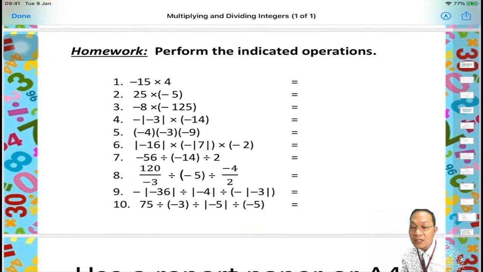Bill, what class are you? What room? Okay, 1/6/A. Very good. You are very fast in answering the examples.